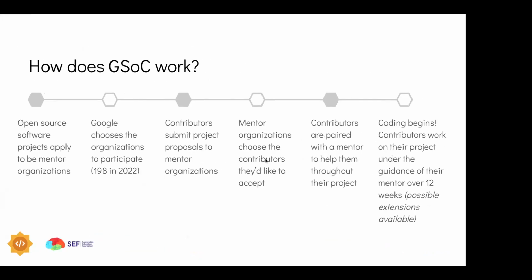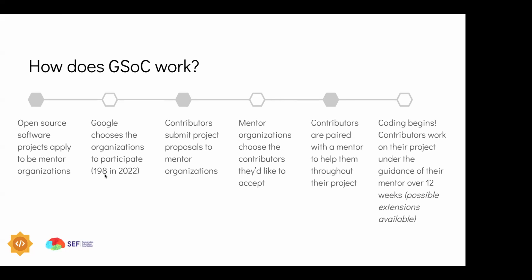So how does GSoC work? First of all, Google is going to announce that they are going to have Google Summer of Code this year, the following year. Once they announce it, the open source software projects start applying to be a mentor organization. Then Google goes through the applications and decides who are going to be the mentoring organizations. Last year we had 198 mentoring organizations.